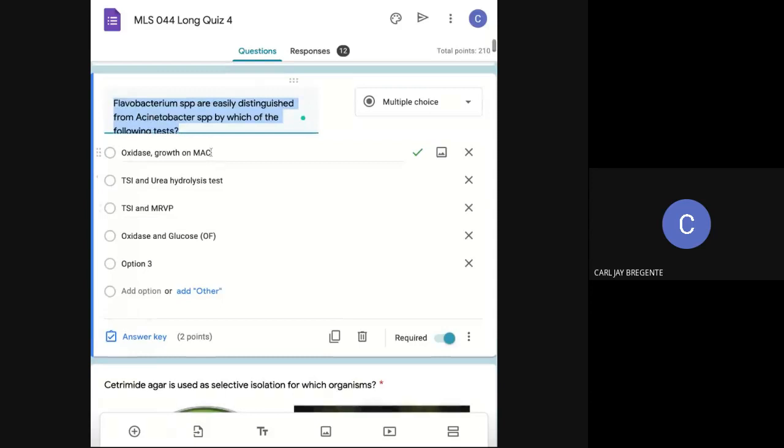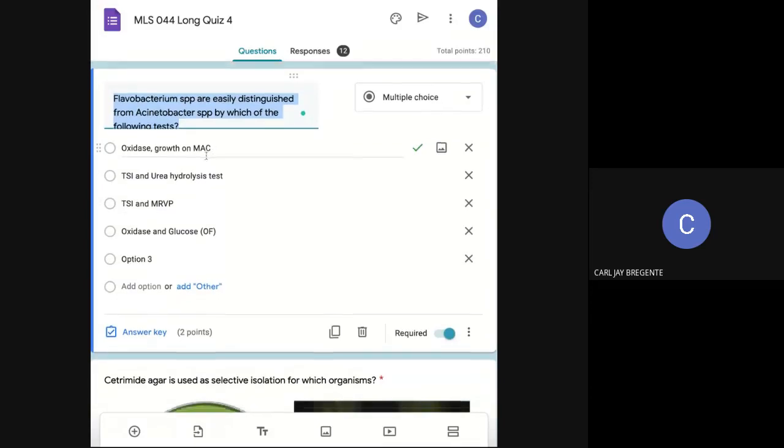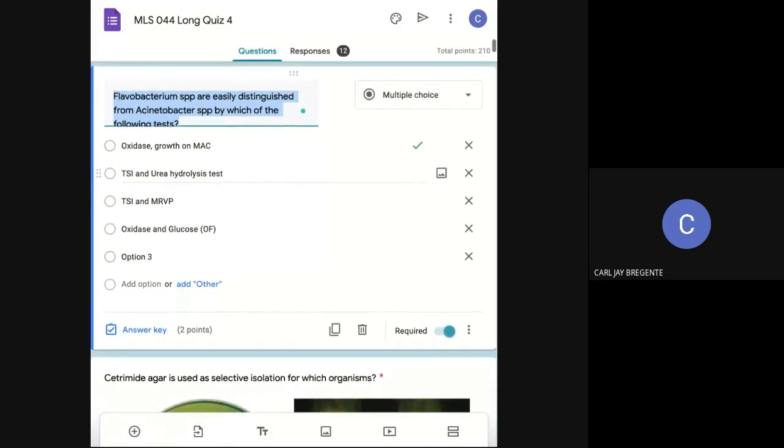So the correct answer here is oxidase and growth on MAC. Because again, oxidase positive si Flavobacterium, oxidase negative naman si Acinetobacter. While mo grow sa MAC si Acinetobacter, si Flavobacterium naman dili siya mo grow sa MAC.